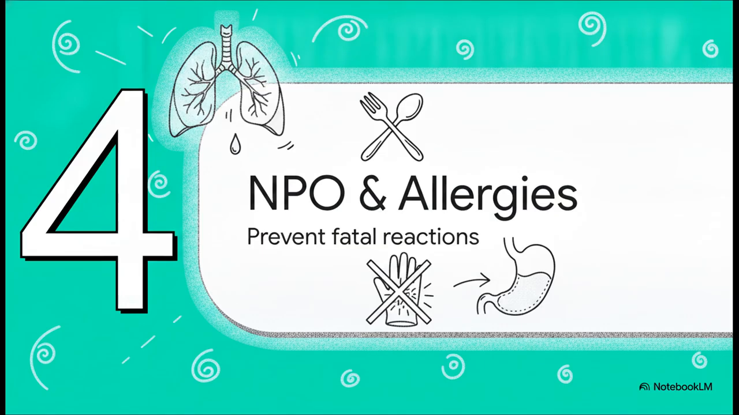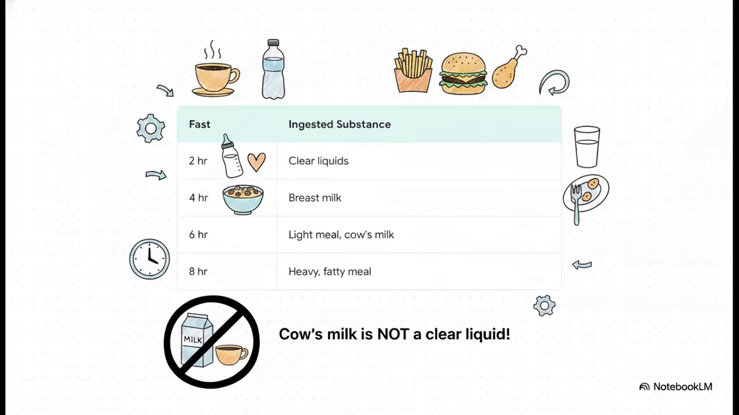Section 4. NPO Rules and Latex Allergies, Preventing Aspiration and Fatal Reactions. So NPO stands for nil per os, which simply means nothing by mouth. Noncompliance with NPO status risks pulmonary aspiration, which is when stomach contents get inhaled into the lungs during anesthesia, and that is a huge emergency. To prevent this, the American Society of Anesthesiologists uses what we call the 2-4-6-8 rule. It's an amazing mnemonic to anchor this in your mind.